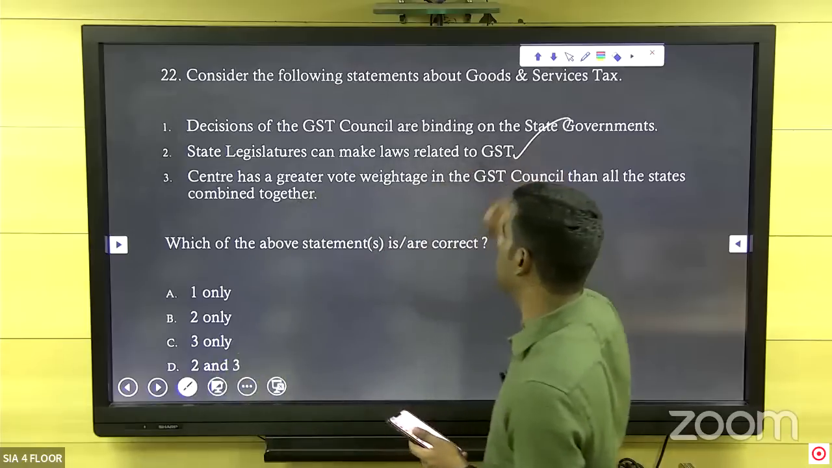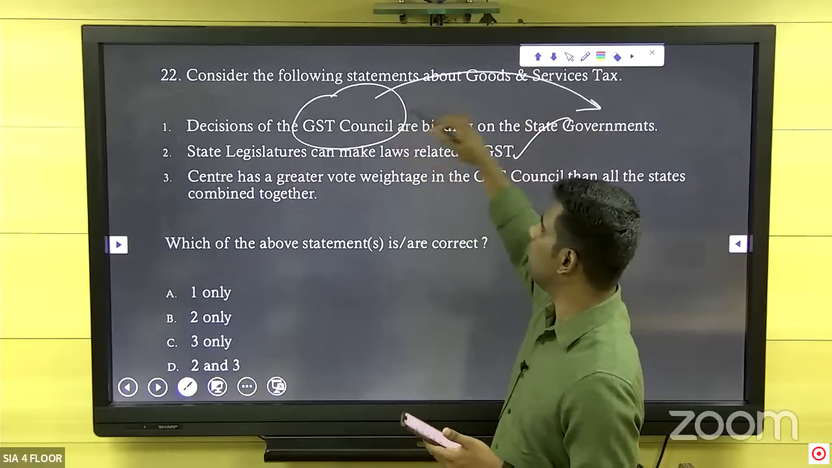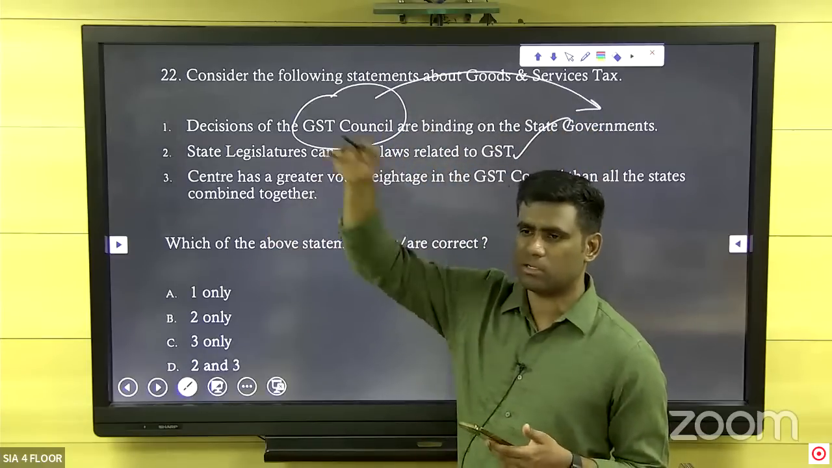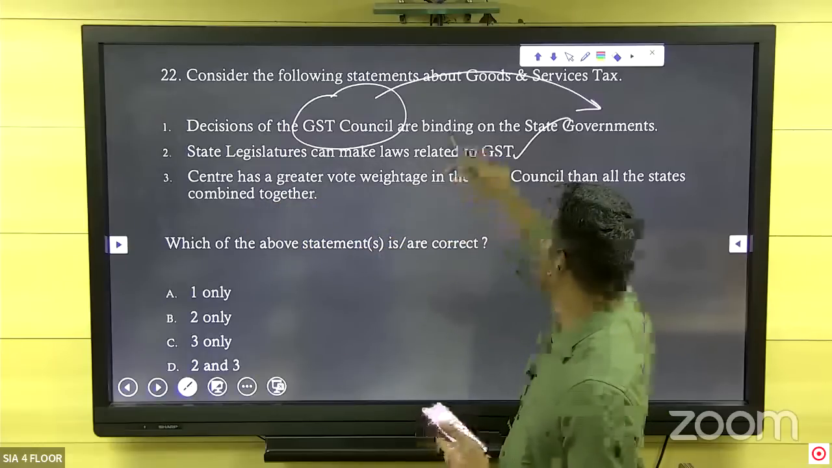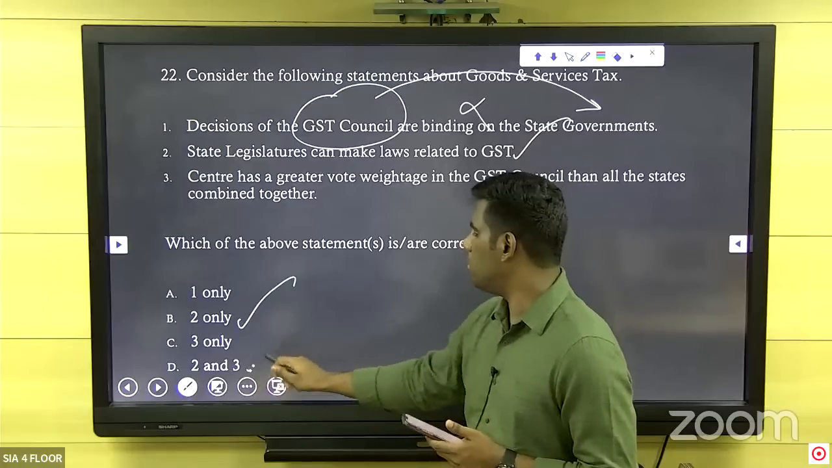So state legislatures can make laws. Otherwise, why would GST Council advise the state governments? It is regarding when the state governments make laws on GST, they get advice. Okay, so first statement is wrong, second statement is correct. Okay, either B or D.